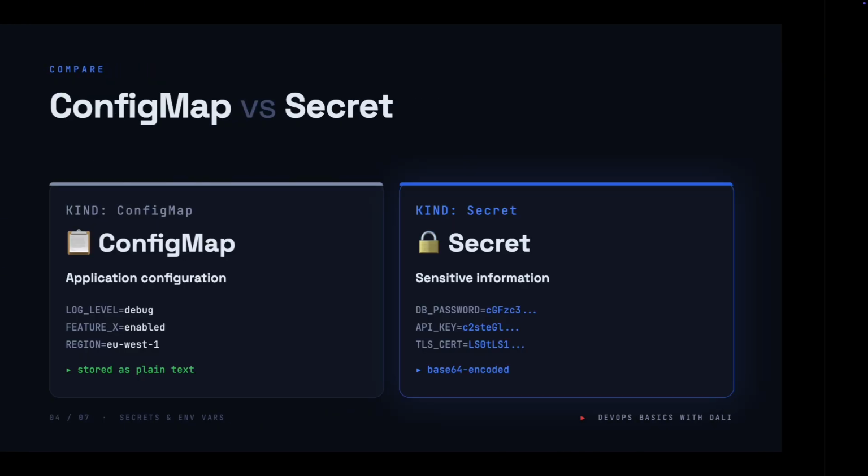At first glance, config maps and secrets look very similar. Both store key value pairs. The difference is their purpose. Config maps are used for regular application configuration. Secrets are used for sensitive information. A good rule of thumb is simple. If you wouldn't post the value publicly, it probably belongs in a secret.